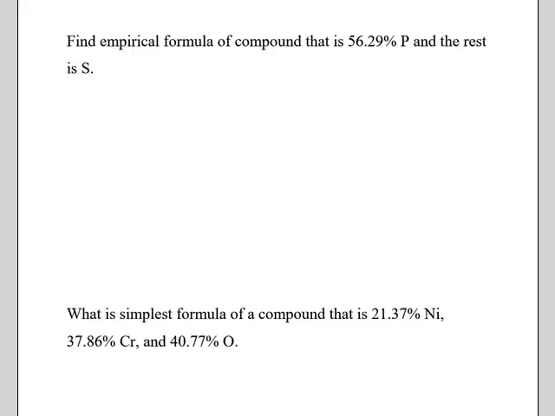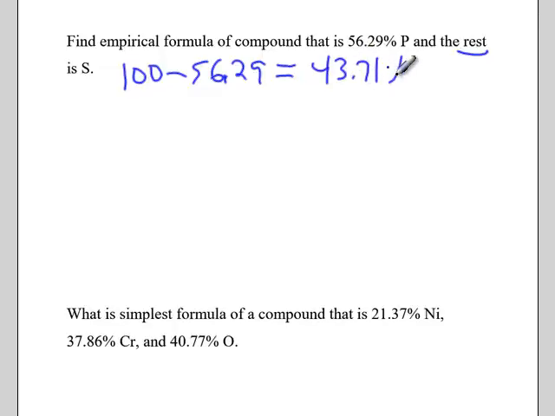Here's a similar problem to the last one. We want to find the empirical formula. We know that it's 56.29% phosphorus and the rest is sulfur. If they don't tell you how much the rest is, we know that the total has to add up to 100%. So if you subtract the 56.29 from 100, you'll get 43.71% sulfur.